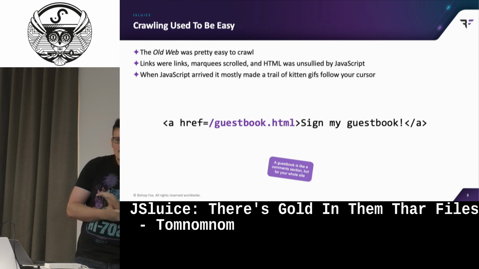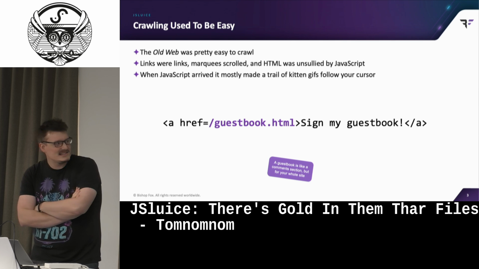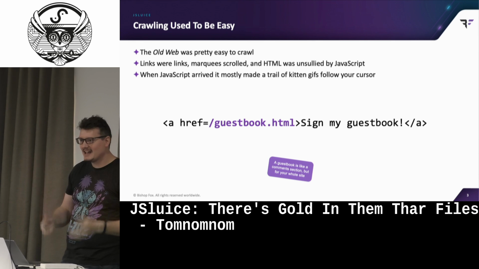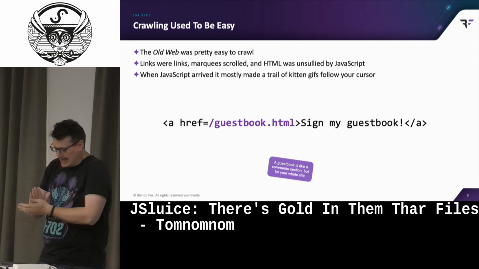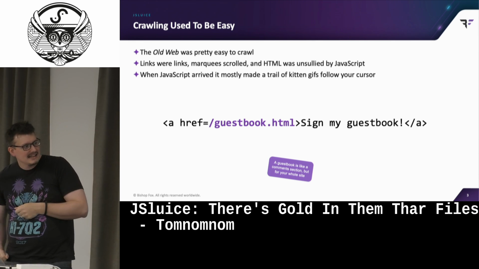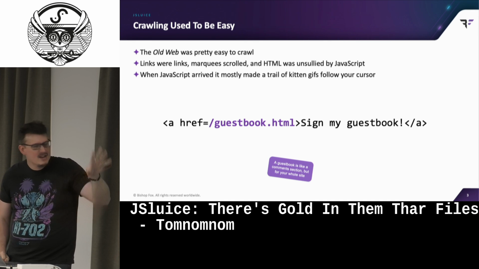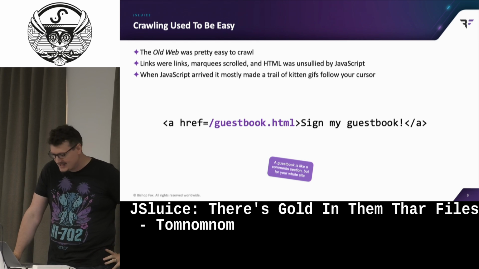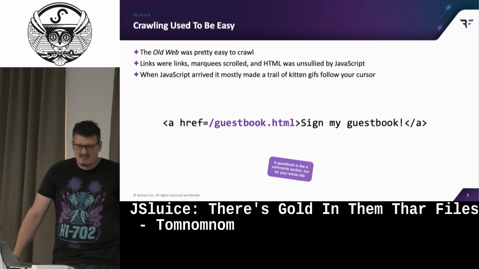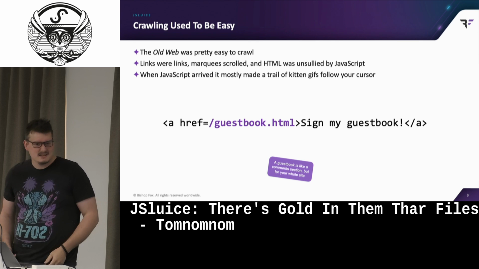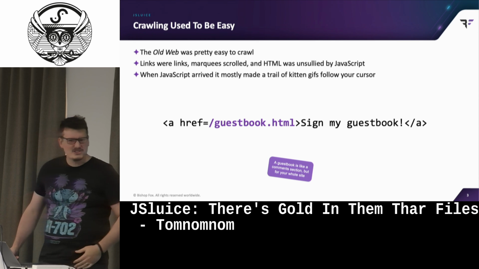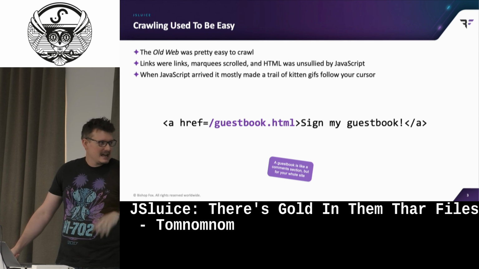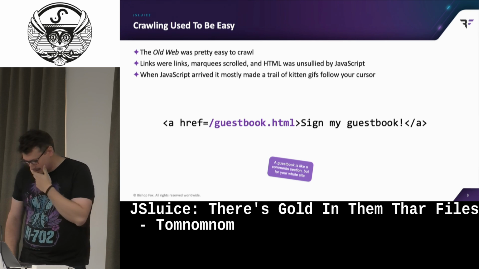So, crawling the web used to be kind of easy. Links were links, marquees scrolled across the page, blink tags blinked at you, and there were under construction GIFs everywhere. But you just had these links, pretty easy to parse. There's an href attribute that tells you that another page exists and how you can get to it. And when JavaScript did arrive, it mostly just made the page look pretty, and we came up with this idea of DHTML. That was the new thing. Everyone was writing books about dynamic HTML. But it was fine. It was pretty easy to deal with.